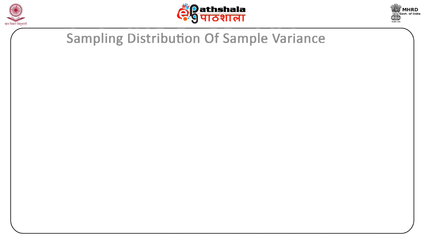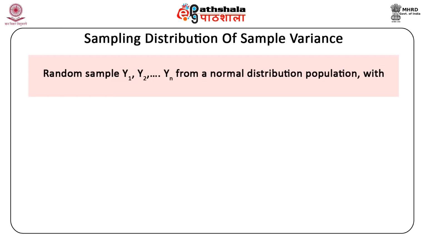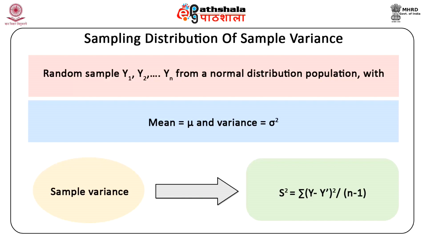Moving on to the sampling distribution of sample variance. The chi-square distribution is used to explain the sampling distribution of sample variance. Taking a random sample y1, y2 up to yn from a normal distribution population with mean mu and variance sigma square provides the following sample variance: s square is equal to sigma of y minus y prime, whole square, upon n minus 1.